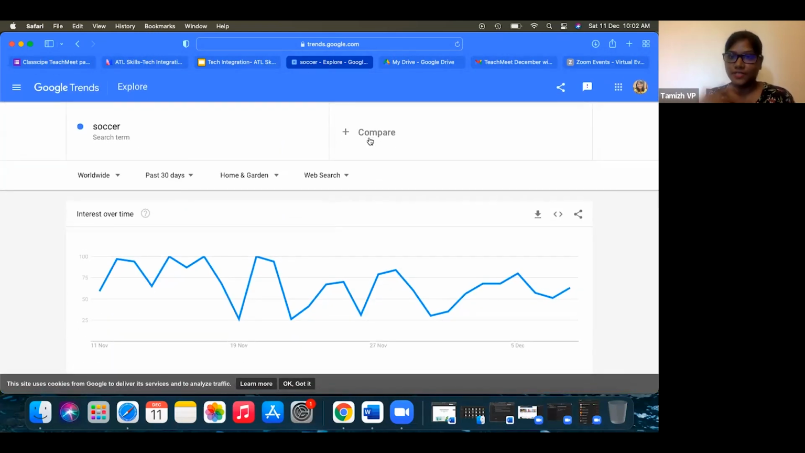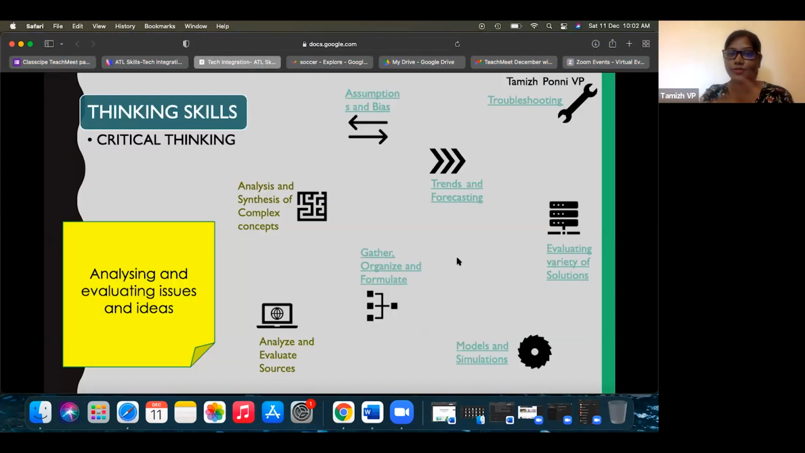I think it depends on the subject. I have not used it much, but teachers who do math or who talk about social studies, in which they talk about something that's the topic of discussion all over the world, trends can be really, really useful when it comes to this. And it's also a part of this ATL skill.